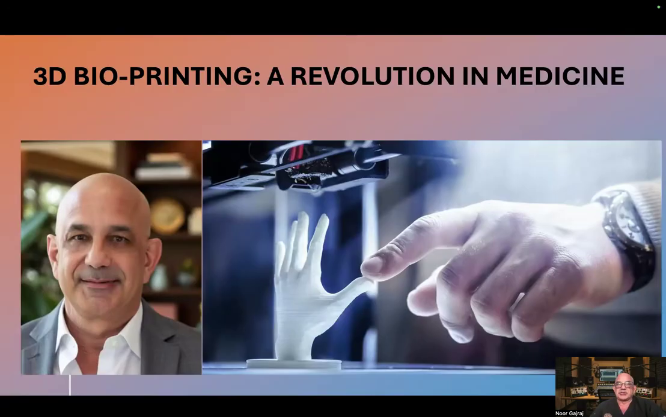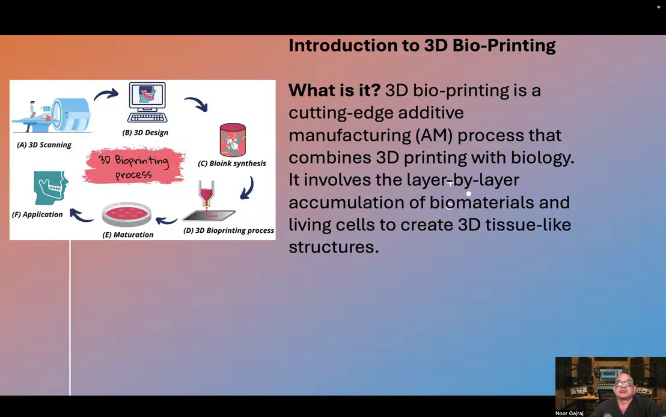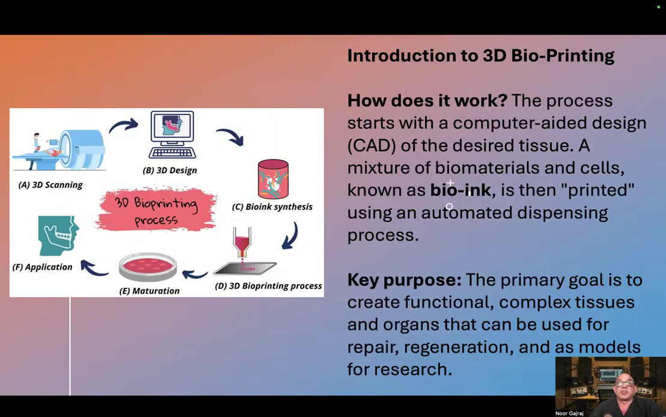Noor Gajraj. Let's talk about 3D bioprinting, a revolution in medicine. What is it? 3D bioprinting is a cutting-edge additive manufacturing, AM, process that combines 3D printing with biology. It involves the layer-by-layer accumulation of biomaterials and living cells to create 3D tissue-like structures.